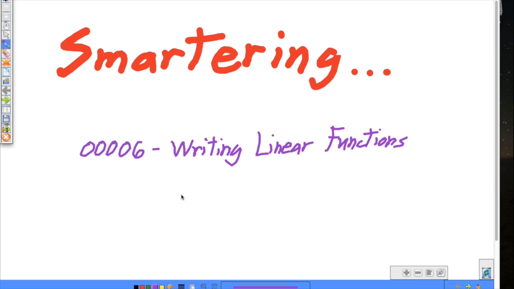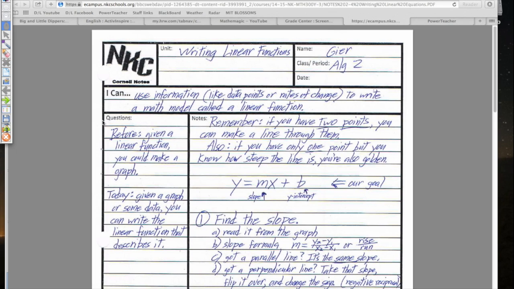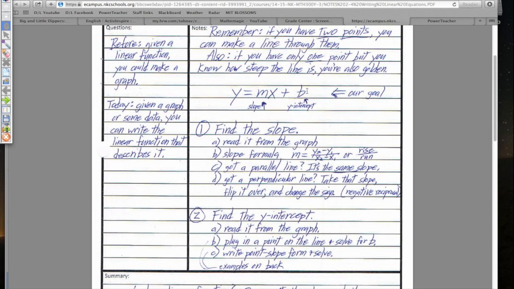This is backwards of what we did last time. Instead of taking a function and putting it on a graph, now we're taking some information, perhaps even a graph, and we're making a y equals mx plus b from it. You will find in my Blackboard site notes on writing linear functions, and it basically comes down to this. Can we take some information and make a y equals mx plus b from it? If we can, we're golden. And it's pretty simple. Find the slope, find the y-intercept, and you've got yourself a linear function.